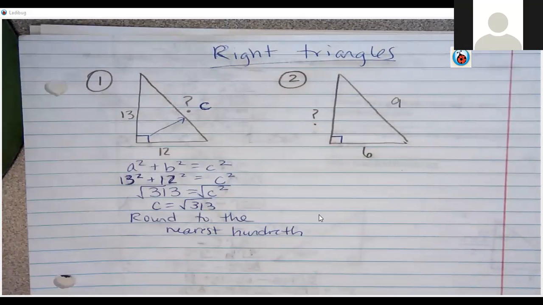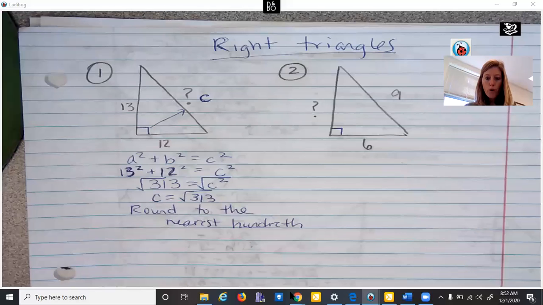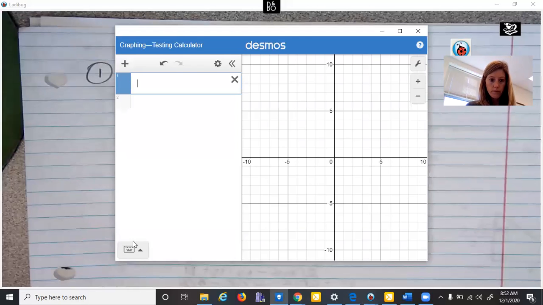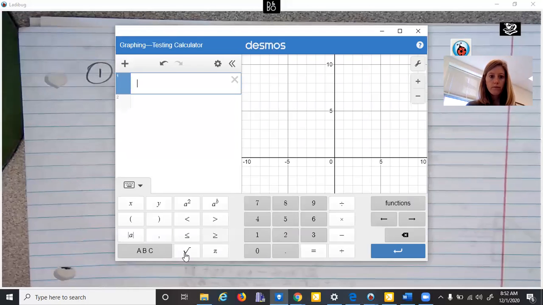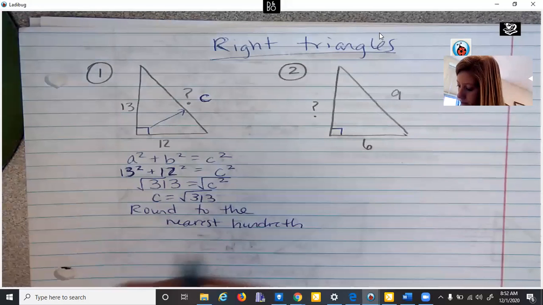17.7. Okay, so you could use Desmos or your calculator. So you would do the square root of 313. And hundredth is 2 decimal places. All right, and so 17.69.